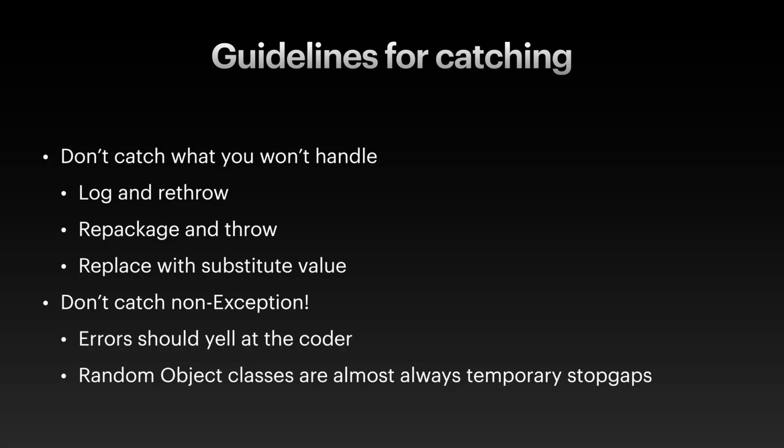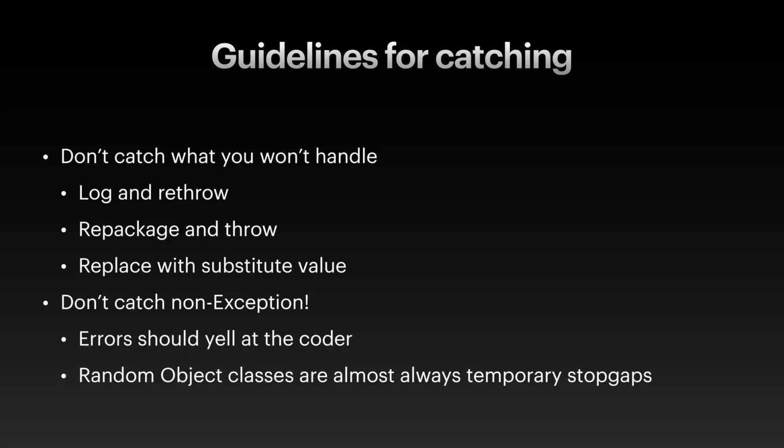I see so many catch blocks set up that then immediately rethrow it because they're not ready to deal with it. Just catch the things you're interested in. And once you catch it, you've got a few options. You can log it and rethrow it. You can repackage it, put it inside some other object, and throw that object. Or you can replace it with a substitute value, as if the error never happened.